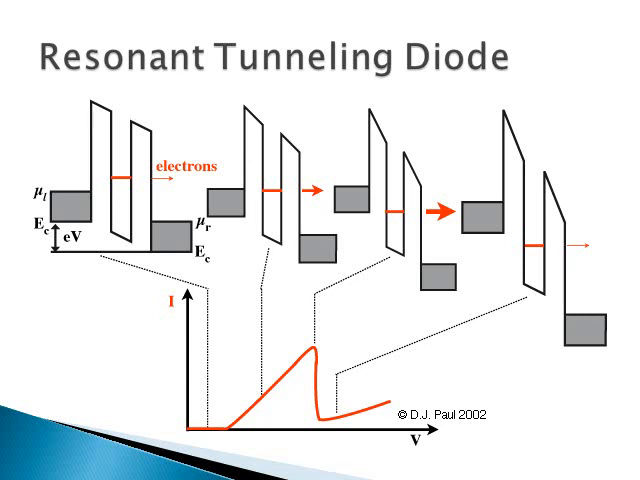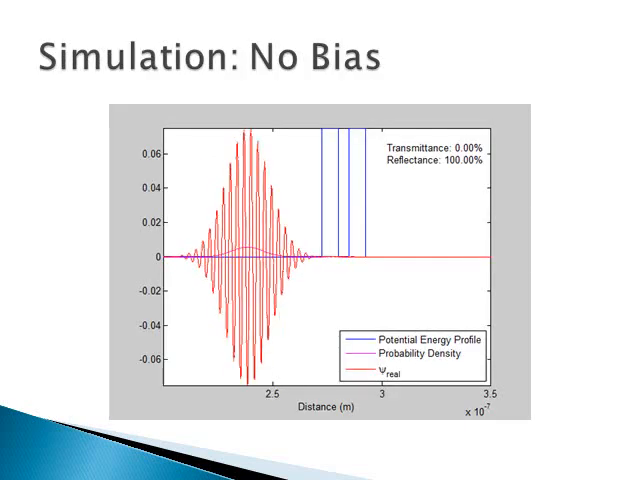As more bias is applied to the junction, the energy levels align and allow current to flow through the device. Most diodes have an exponentially increasing current with increased voltage, but RTDs are unique in that they have a region of negative differential resistance. That is, they have a region on their IV curve where the slope becomes negative and the current decreases with increasing voltage as the quantized energy level becomes misaligned.